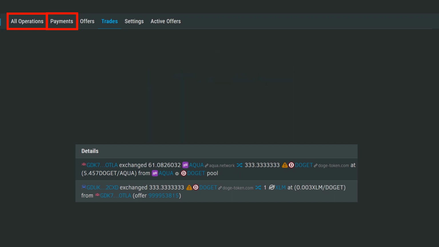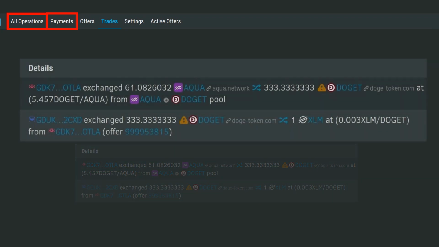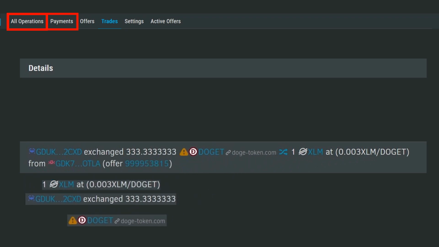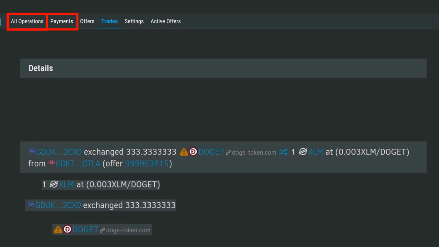The bottom text. There's a lot going on here. I think we need to explore more to see how this all happened at once. So let's make it a little larger so it's easier to read. Okay. If we start with the bottom transaction, it was the first part of the operation. We gave one XLM and we received 333.333333 recurring Dogit in return, which is interesting, because we don't have a trust line to Dogit to do this transaction. So let's see if there's some more information in the top.